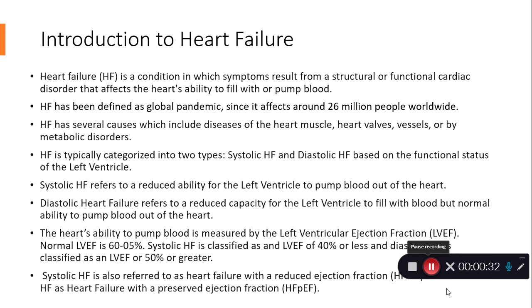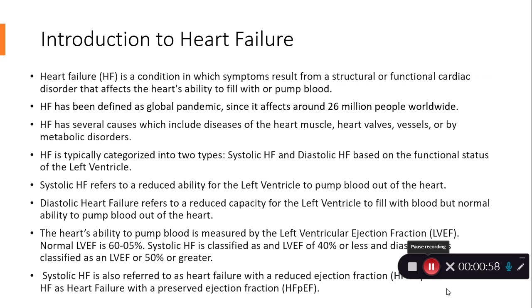Heart failure is typically categorized into two types: systolic heart failure and diastolic heart failure, and this is based on the functional status of the left ventricle, or the LV. Systolic heart failure refers to a reduced ability for the left ventricle to pump blood out of the heart, and diastolic heart failure refers to a reduced capacity for the left ventricle to fill with blood, but the left ventricle has a normal ability to pump blood out of the heart.